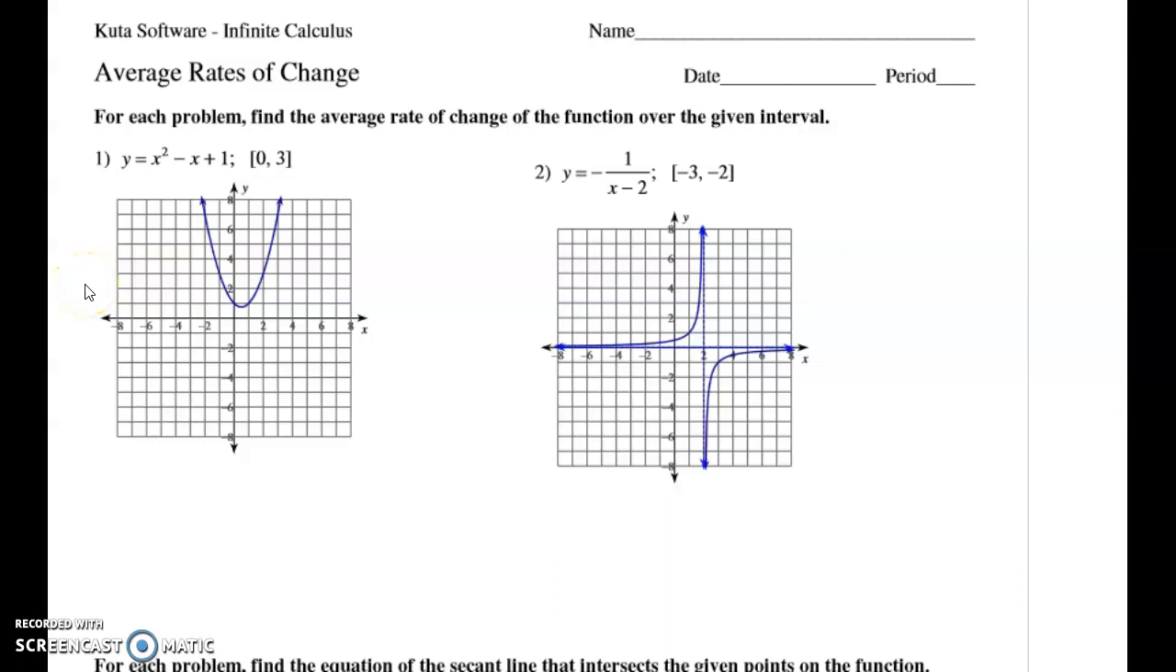Hi there. Today we will talk about average rates of change. So what is the average rate of change? When they give you a question something like this to find the average rate of change, what they are trying to ask you is about a secant line.